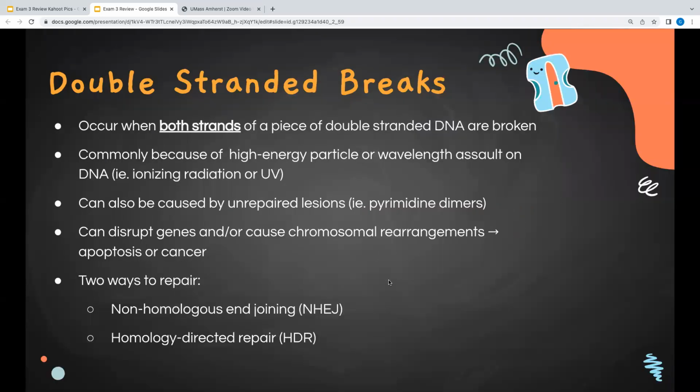Now we're going to go on the last types of DNA damage, and these are double-stranded breaks. So these are the most serious types of DNA damage because we literally just took the DNA and we snapped it in two. Now we have two separate strands, essentially. This can occur from any high energy particle. If you sit in the sun too long, maybe it happens to you. Maybe it doesn't. Who knows? But we still got to repair it anyways. So there are two main ways we're going to repair this. We're either going to use non-homologous end joining or homologous directed repair.